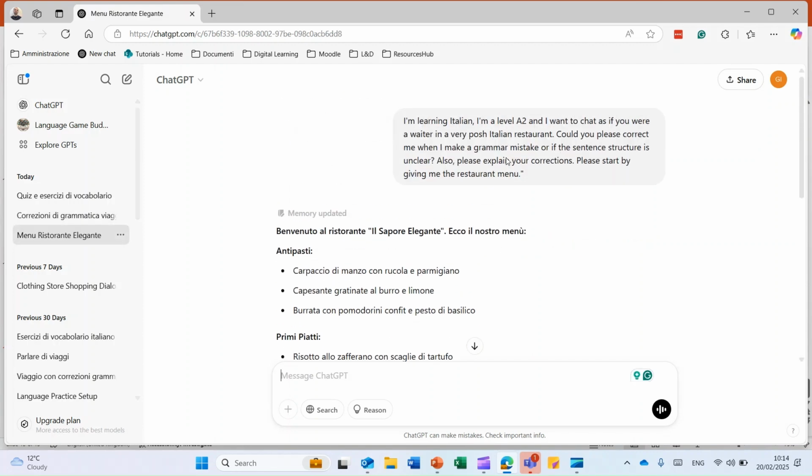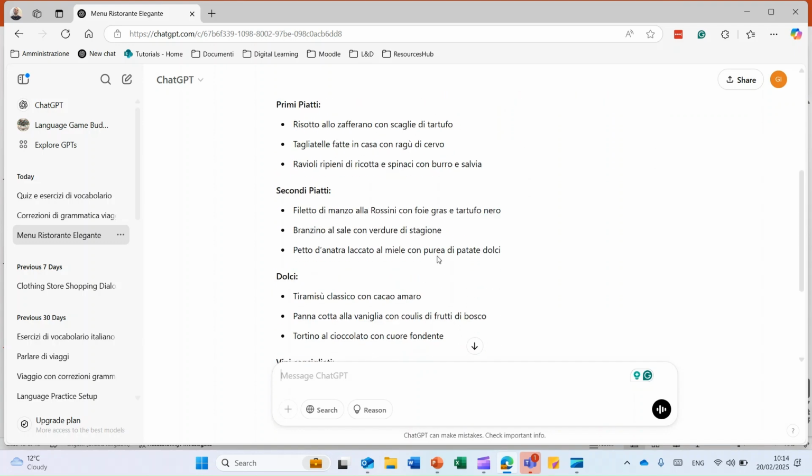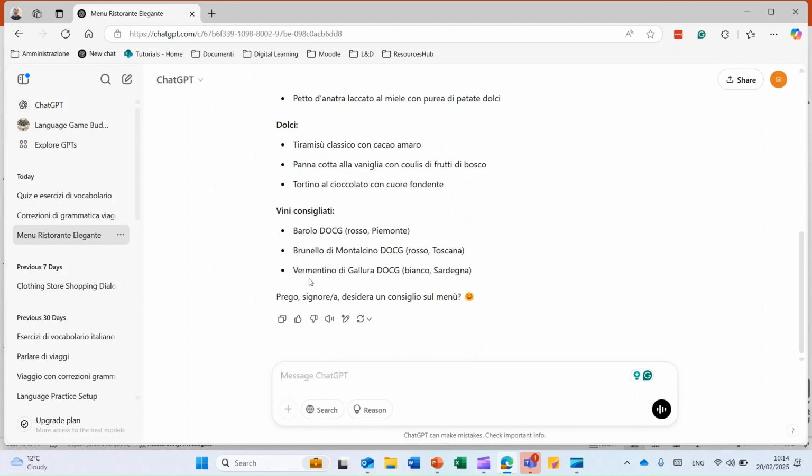Here we have the input for the role play. Could you please correct me? What is it? I want to chat as if you were a waiter in a very posh Italian restaurant. Please start by giving me the restaurant menu. So, welcome to the restaurant Il Sapore Elegante, and here is our menu. So you got a full menu. Please, sir, madam, would you like some suggestions from the menu? No? Would you like to know?